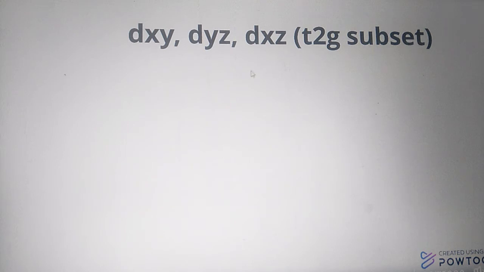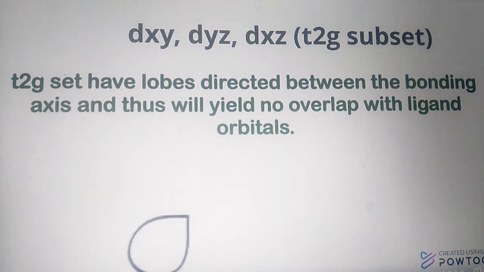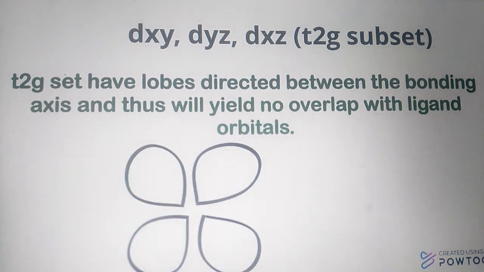The t2g subset consists of 3 orbitals: dxy, dyz and dzx. These are called non-axial orbitals. Non-axial orbitals means those orbitals whose lobes are present between the axes. This is the x-axis, this is the y-axis, and this black structure represents one lobe of the orbital. So its lobes are present between the axes, that is why it can't participate in bonding.